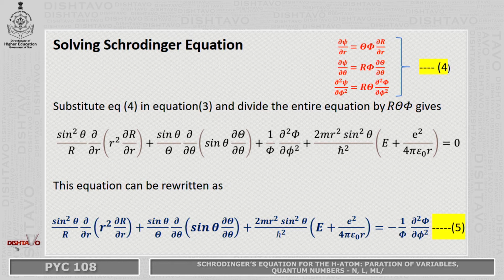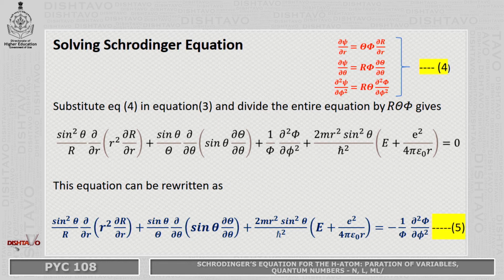Now we substitute equation 4 in equation 3 and divide the entire equation by capital R, capital Theta, capital Phi. The equations 4 are given in red. Therefore, we obtain sin square theta by R d by dr of (r square dR by dr), plus sin theta by Theta d by d theta of (sin theta d Theta by d theta), plus 1 upon Phi d square Phi by d phi square, plus 2m r square sin square theta by h cross square into (E plus e square upon 4 pi epsilon naught r) equal to 0.